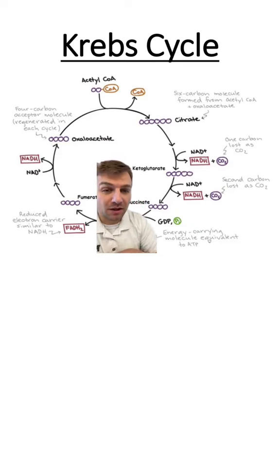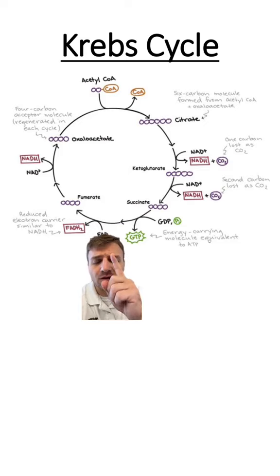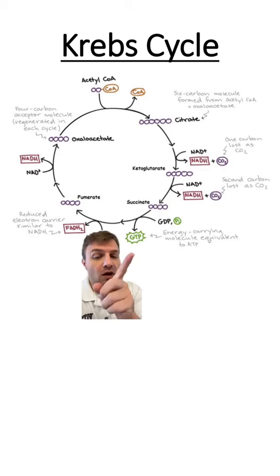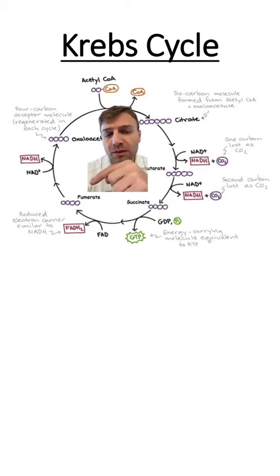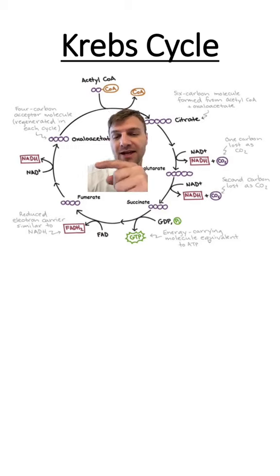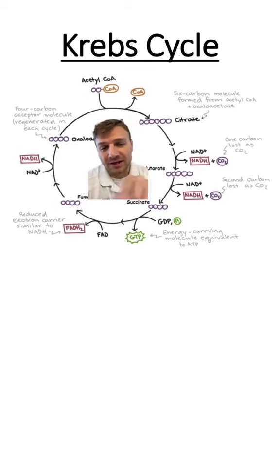Succinate is a 4-carbon molecule. Succinate will be oxidized into fumarate when FAD reduces into FADH2, and ATP will also be produced in this step. Fumarate will be changed into oxaloacetate by NAD oxidizing it and becoming NADH. And this oxaloacetate will begin this process again.